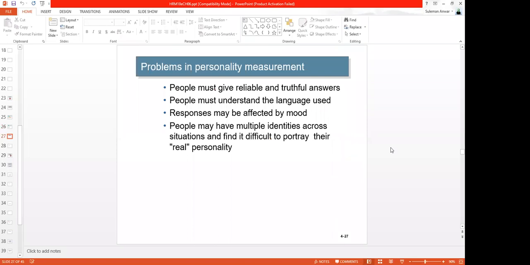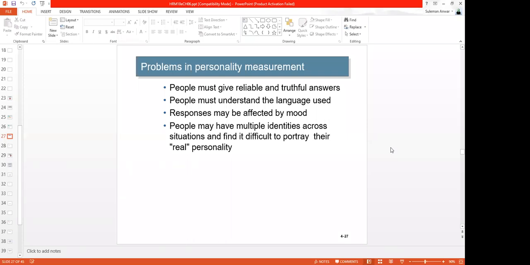Now, whenever we conduct personality tests, there are certain problems associated with them. The first problem identified by your author is that the people must give reliable and truthful answers. Because in any personality assessment test, if you are not telling the truth, your test scores can never predict your true personality. So that is a very tricky phenomenon related to personality assessments: how can we ensure that people would not be lying during the tests?